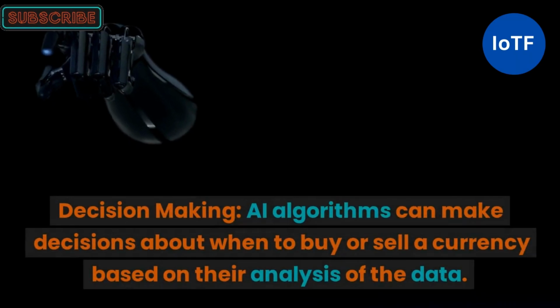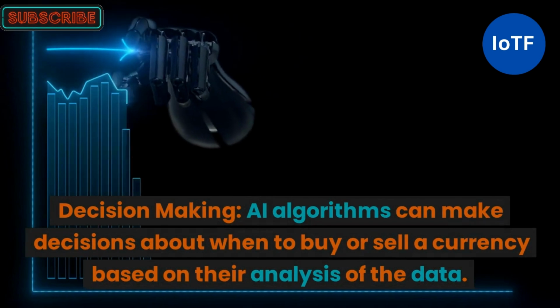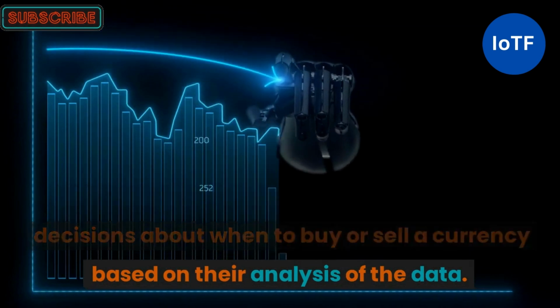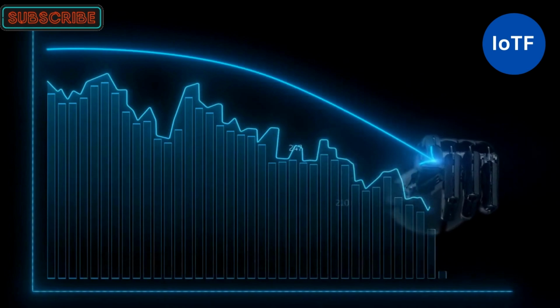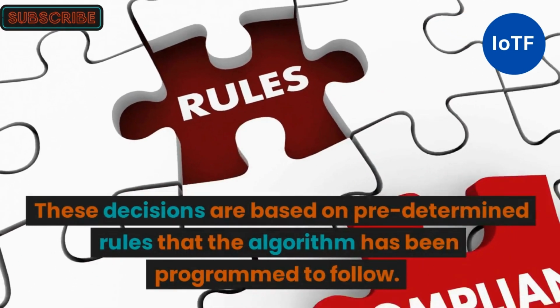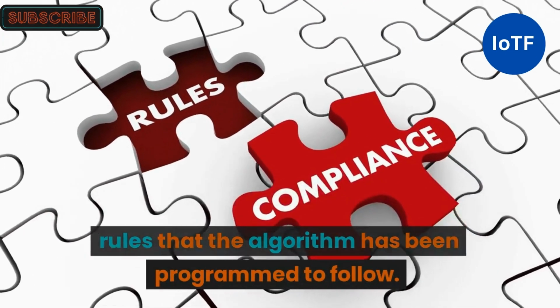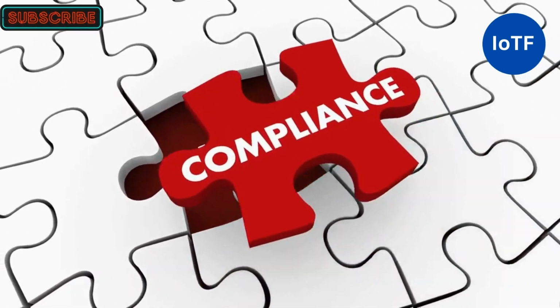Decision-making. AI algorithms can make decisions about when to buy or sell a currency based on their analysis of the data. These decisions are based on predetermined rules that the algorithm has been programmed to follow.